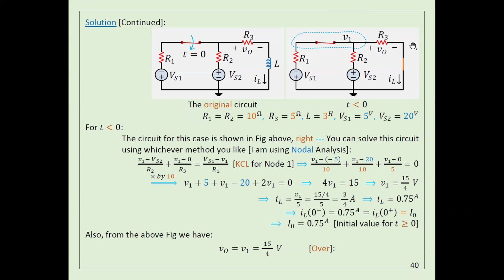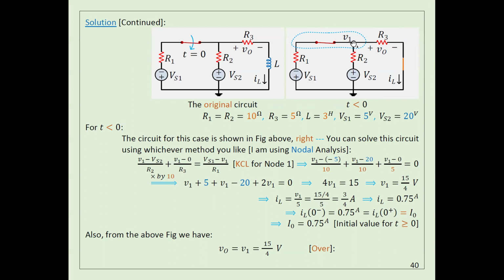This is the first part here. What about this one? V1 minus 0 divided by R3, which is this one here. What about this one? It should be Vs1 minus V1 divided by R1. The current has to have some direction this way. Anyway, once you make this equation, you have only one unknown, V1, and then you can find it.